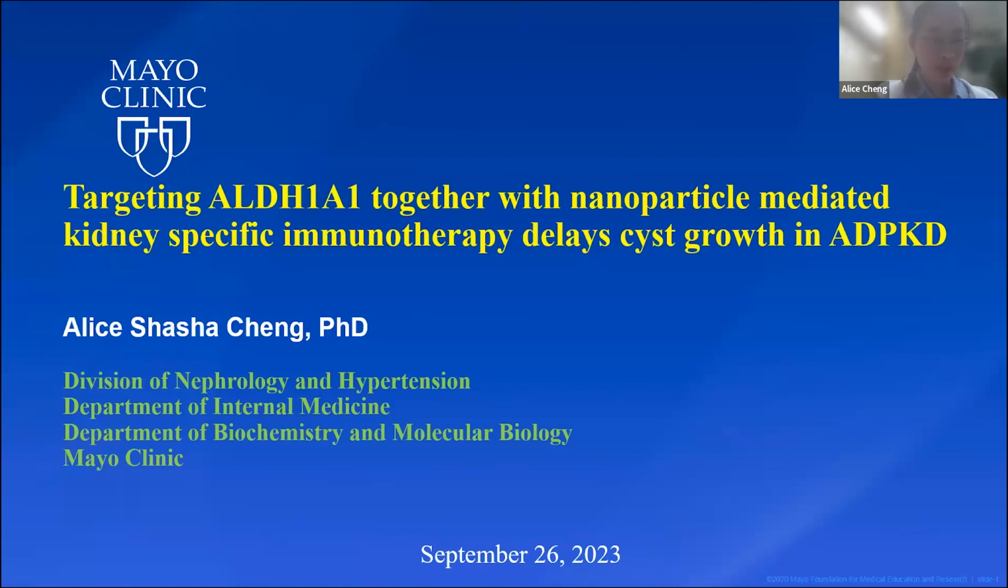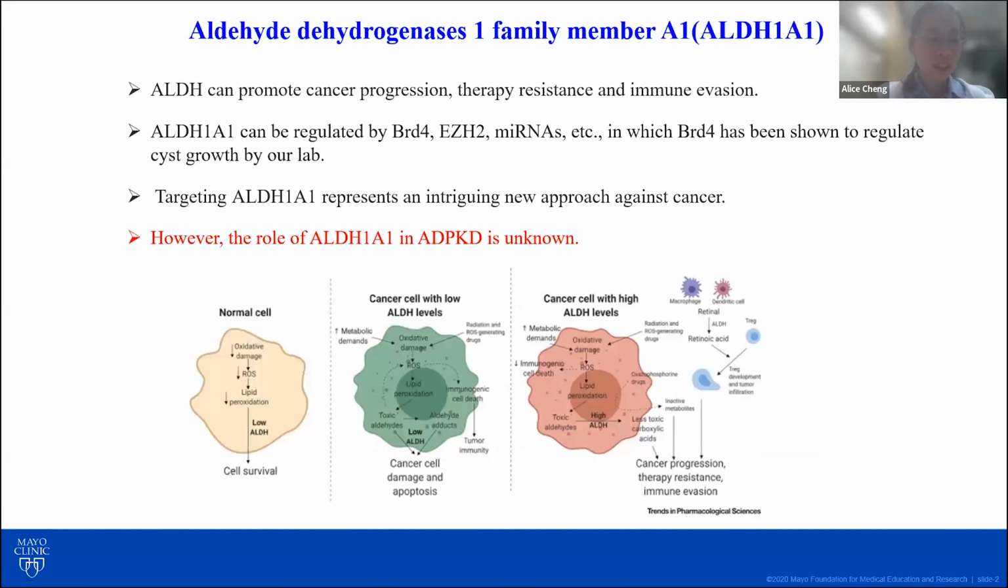Good afternoon. It's my great honor to present my study in RRC. Today, I will talk about my project about targeting ALDH1A1 together with nanoparticle-mediated kidney-specific immunotherapy to delay cyst growth in ADPKD. So firstly, I will introduce some background. ALDH1A1 is regarded as a cancer stem cell biomarker in cancer treatment. It can promote cancer progression, therapy resistance, and immune evasion.